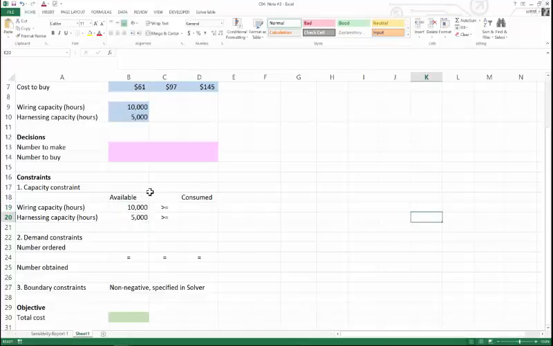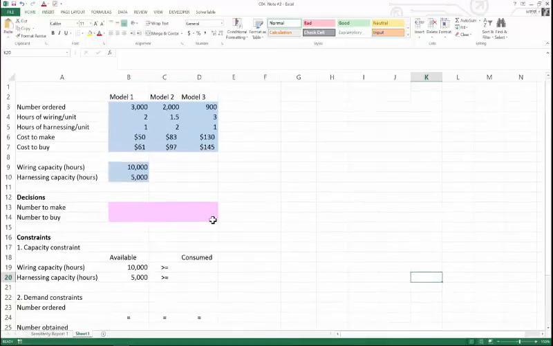So we input these, the available resources. Then the important thing is we need to calculate the consumed. Available resource will be no less than the consumed. Consumed is based on the number to make, so the number made for each model, and also based on the hours you need for each unit for wiring and for harnessing.